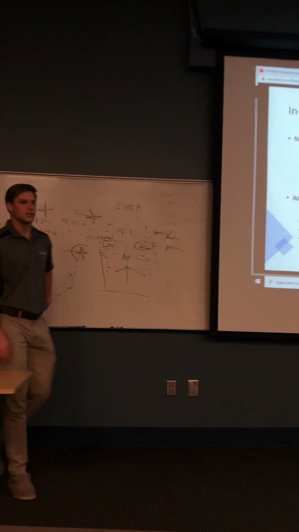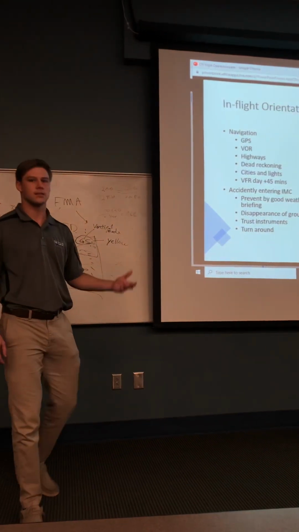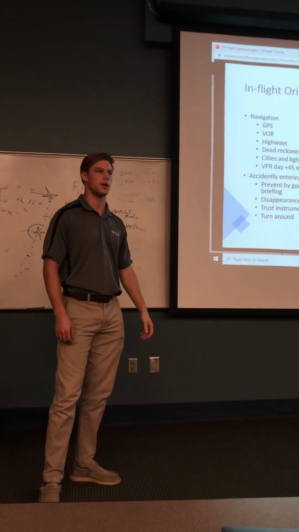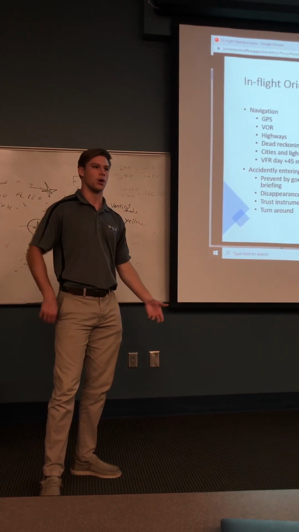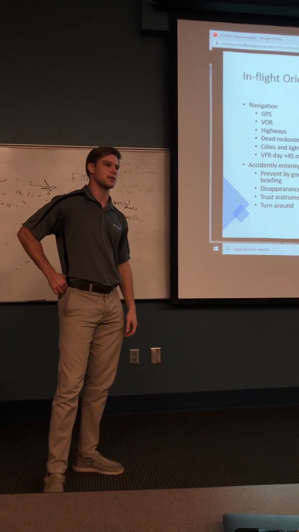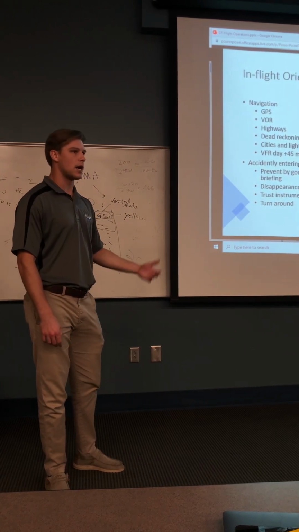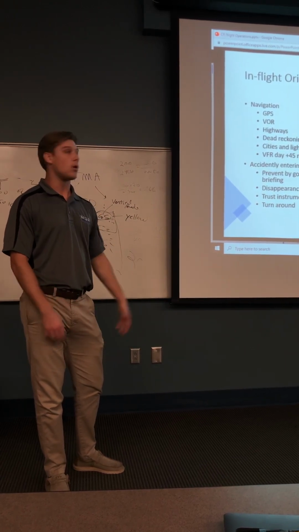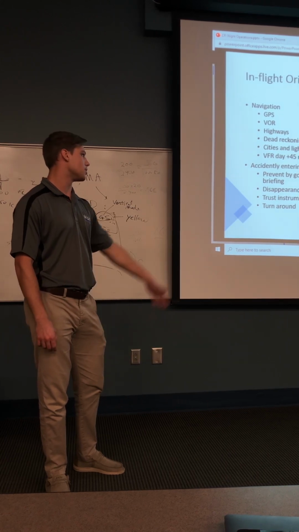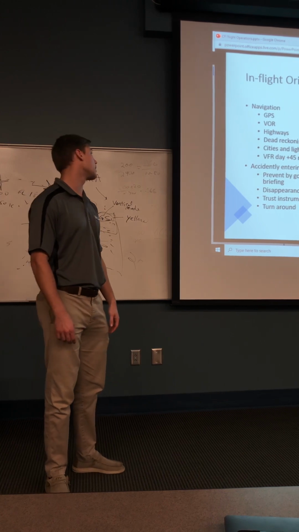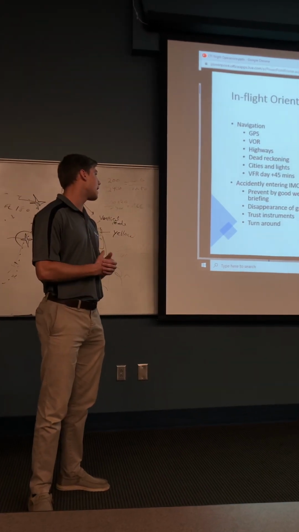So for in-flight orientation, we'll never really get tested on our night flying abilities, so there's no point in making it hard on yourself and trying to navigate using roads and cities and dead reckoning. You just want to make it easy. Use GPS if you have it, and if you don't have GPS, use a VOR. And if you don't have either of those, highways are pretty easy to follow. They're well lit up. You can use highways to navigate to where you're going, and then dead reckoning if you have to.